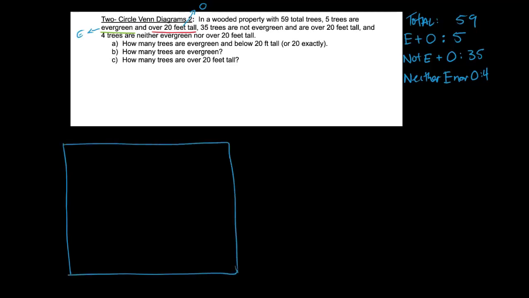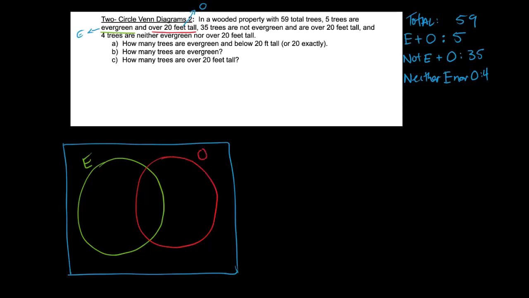And so I don't see any other categories here. So this tells me that my Venn diagram should have 2 circles. So I'm going to draw my Venn diagram, and I'm going to draw a circle for evergreen and then a circle for over 20 feet tall. And so I'm going to go through my list and see which numbers I can put in the diagram. So my total, which should be all of the numbers added up together, should be 59. So I can't do anything about that now.